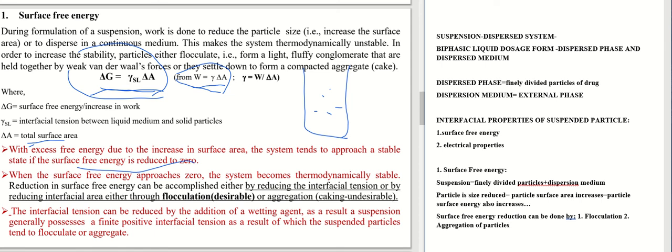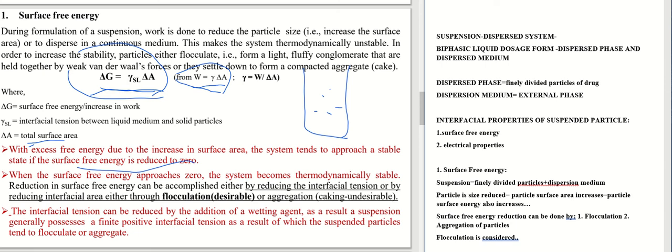For a suspension to be stable, the particles should be flocculated. It is a desirable property of a stable suspension, whereas aggregation represents a hard cake formation. So the acceptable way to reduce surface free energy is by flocculation. How can we improve flocculation? We, being pharmacists, can improve flocculation by addition of flocculating agents.